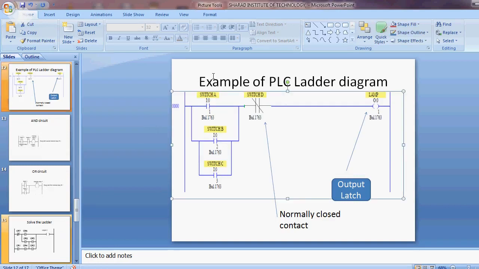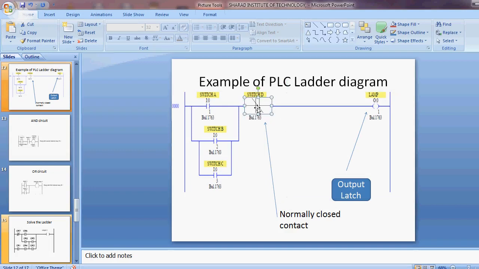So there are three switches A, B, C, which are connected in parallel. If switch A is on, the lamp is on, right? If switch B is on, the lamp is on. If switch C is on, the lamp is on. If switch D is on, the lamp will be off. So these three are normally open contacts, and this one is a normally closed contact.